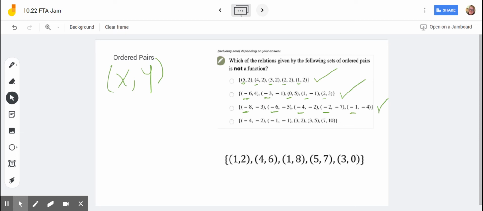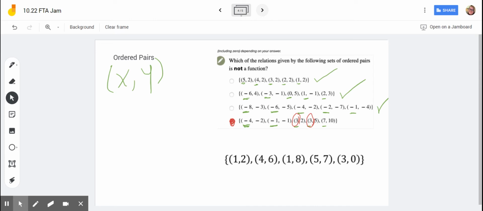But just to double check, we have -4, -1, 3, 3, 7. In this case, we do have two x values that are the same. We have this 3 and this 3. Since that x value shows up more than once, it is not a function. So this is my answer. Okay?